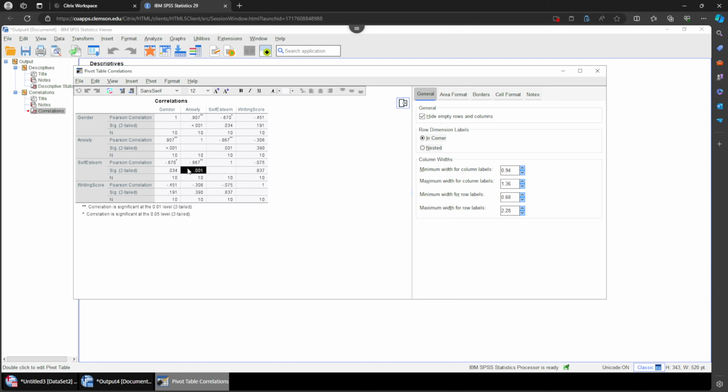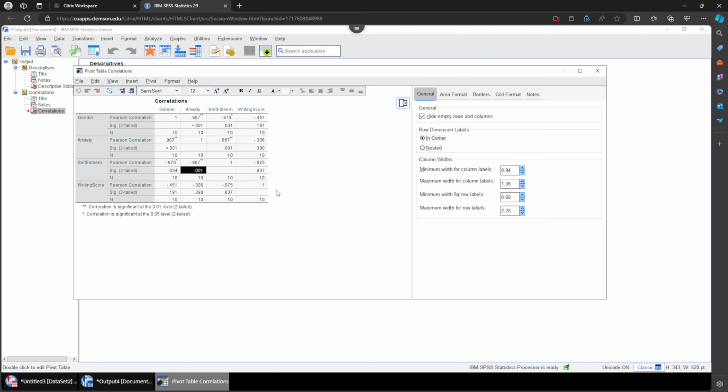And as we describe this relationship, because we know it's a negative relationship, we can say that we expect these variables to change in opposite directions. As anxiety gets higher, self-esteem gets lower. As anxiety gets lower, self-esteem gets higher. And so you can describe that relationship for the last part of question 2.